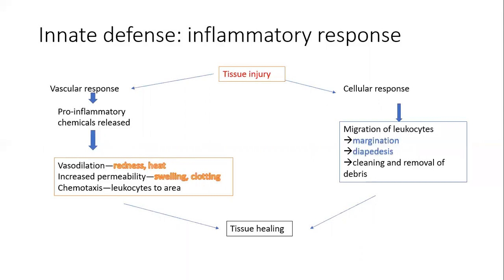So the mechanism for migration of leukocytes include margination, which means the leukocytes go to the edge of the blood vessel wall. Then they kind of stick a foot through and climb through those tight junctions that we learned about last week. That's called diapedesis. And then they clean and remove debris and also attack pathogens. And then ultimately, there's tissue healing. Both of these responses lead to tissue healing. They lay down the elements that are needed for that. So that's sort of the big picture of this whole lecture.